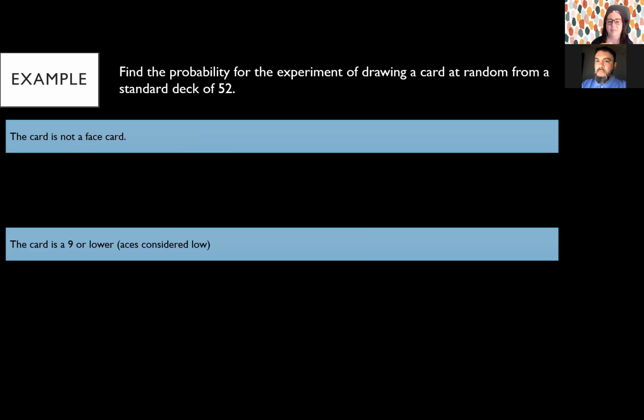Right, so this next one. Find the probability for the experiment of drawing a card at random from a standard deck of 52. So this one, I'm not going to write down the sample space because we're not doing multiple pulls. We're just pulling once. So I don't really need to write down all of my possibilities, as long as you understand how a deck of cards works. So we have a deck of 52. So the number of values in our sample space is 52, because there's 52 cards to pull from.